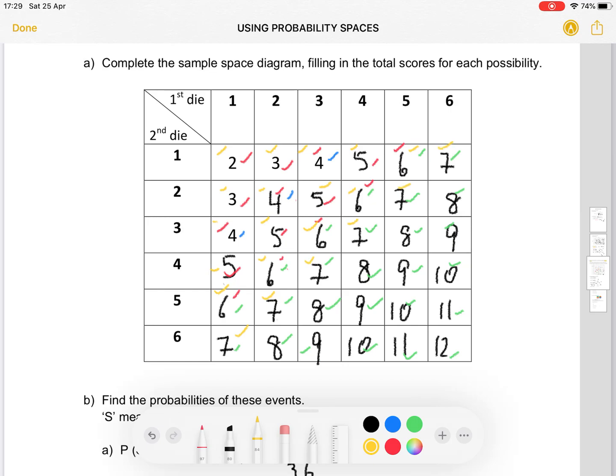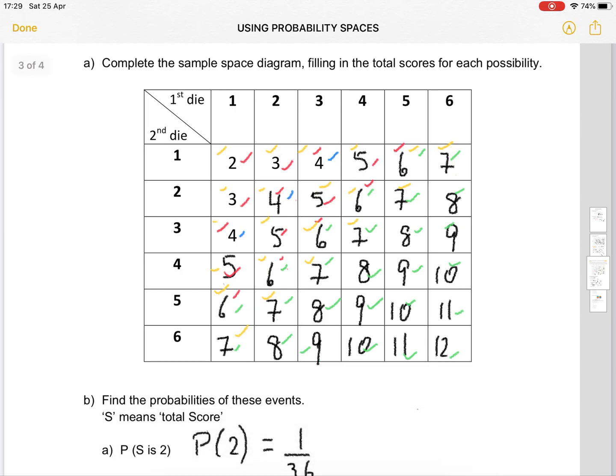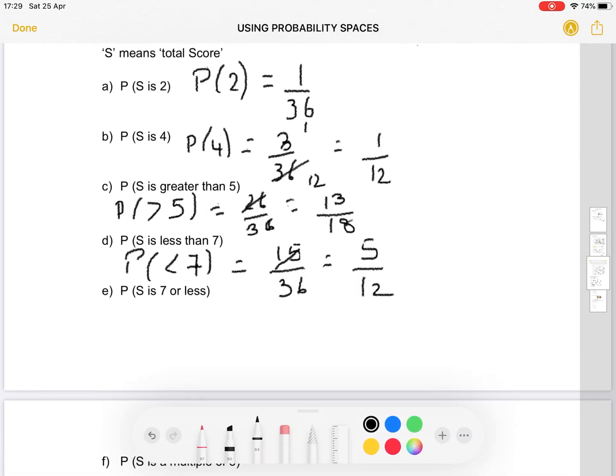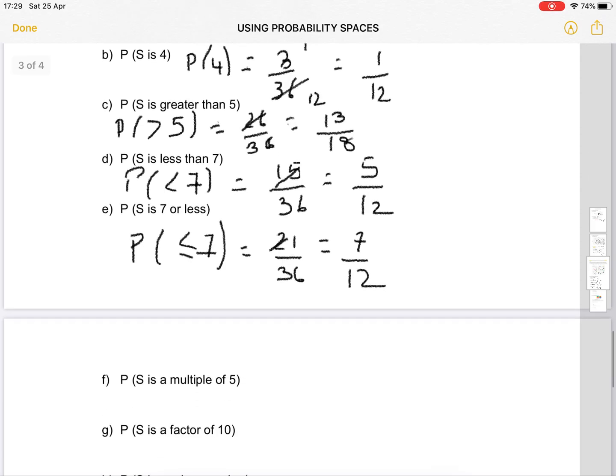Now we have to count the yellow ones: 1, 2, 3, 4, 5, 6, 7, 8, 9, 10, 11, 12, 13, 14, 15, 16, 17, 18, 19, 20, 21 on 36. So our answer: probability less than or equal to 7 is equal to 21 on 36. It can be cancelled with 3 as well. 3 into 21 goes 7, 3 into 36 goes 12.